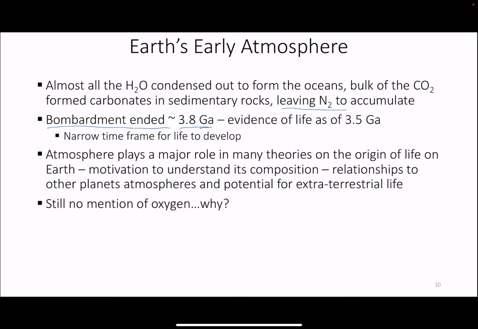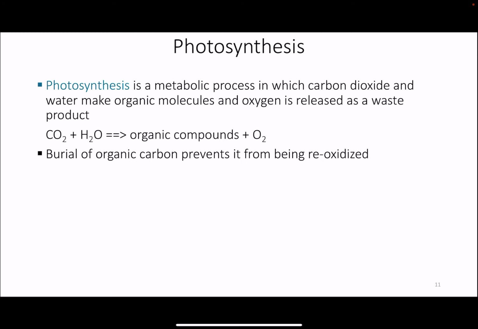The atmosphere is typically invoked in most theories on the origin of life on Earth, and this is one of the big motivators to understand its composition historically, and to understand its composition in relation to other planets' atmospheres, as there's a lot of interest in the development of life on other planets. So noticeably, there's been no mention of oxygen being a component of Earth's early atmosphere. And that's because without photosynthesis, there is no oxygen in Earth's atmosphere.